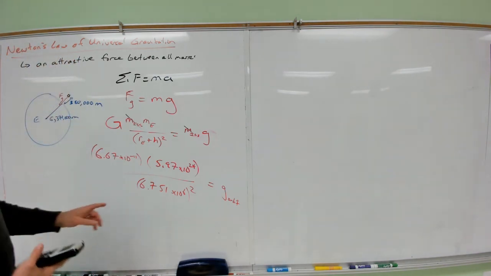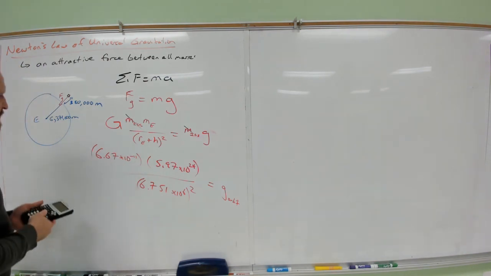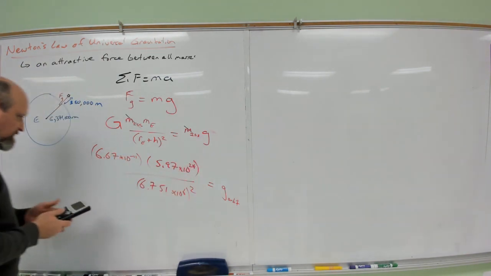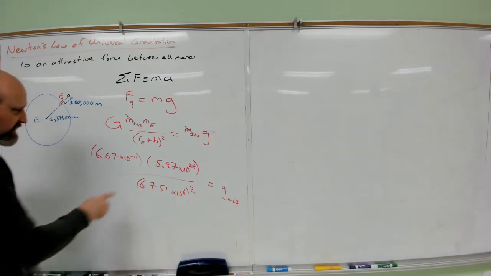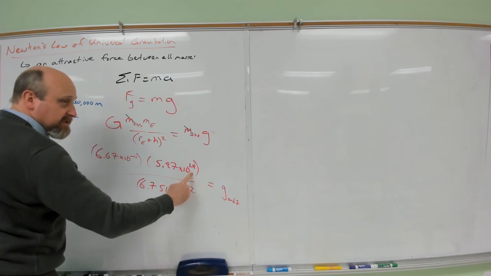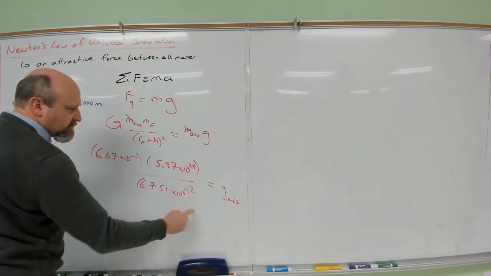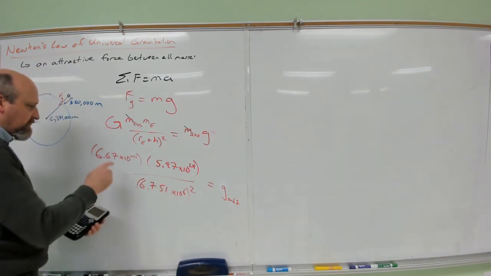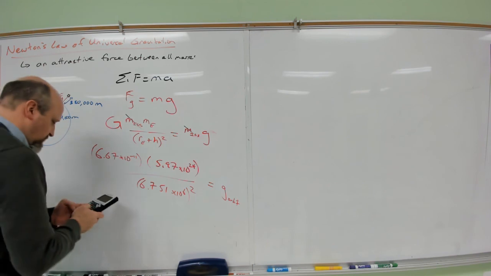Now, when I do this, I can use my trick of separating out the powers of 10. That's just the way I like to do it. The powers of 10: 10 to the minus 11 times 10 to the 24 would be 10 to the 13. 10 to the 6 squared would be 10 to the 12. So 10 to the 13 over 10 to the 12. I'm just going to take what the calculator tells me and multiply by 10 to the 1. So here we go.